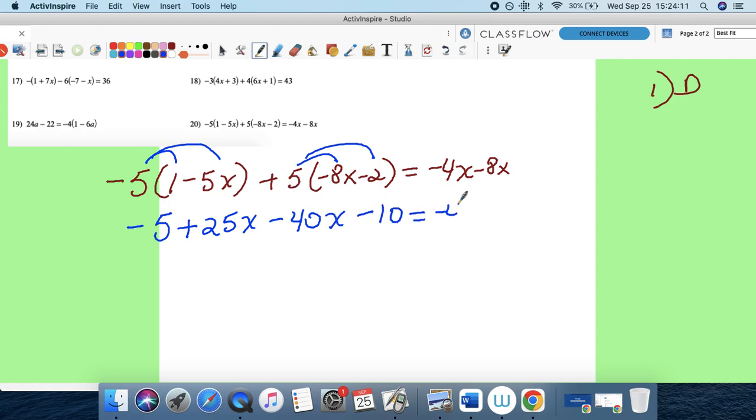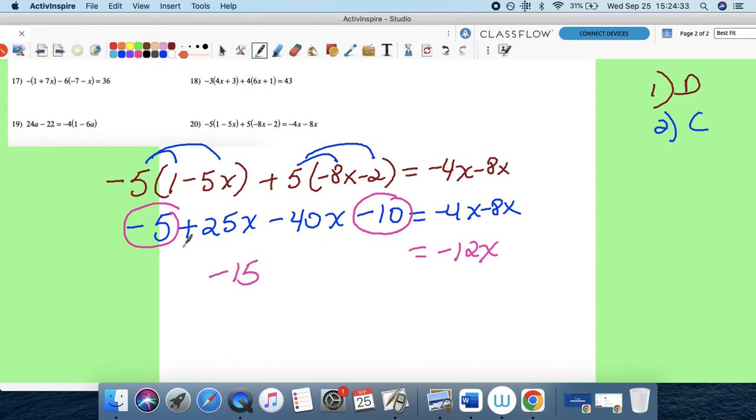Equals negative 4x minus 8x. 2, combine like terms. Let's make this whole equation a little smaller. It's way too big. Start on this side. Negative 4x minus 8x can be combined and just gives me negative 12x. On this side, I'm going to circle. Negative 5 and negative 10 can be combined, and we're going to get negative 15. Positive 25x and negative 40x can be combined, and that's going to give us negative 15x.